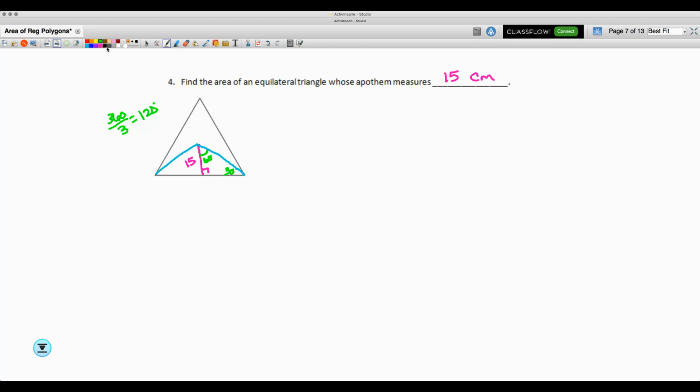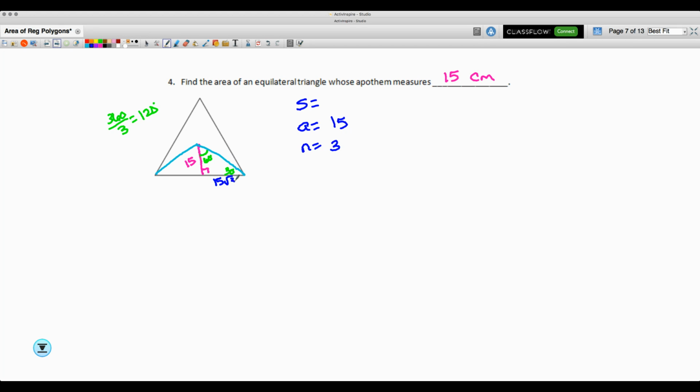Okay, so again, keep in mind we're trying to find the side. We have the apothem, 15, and we have the number of sides. We're just looking for the length of the side. So if 15 is the apothem, that's opposite the 30. That's the shorter leg, so find the longer leg. If that's 15, what's the longer leg?